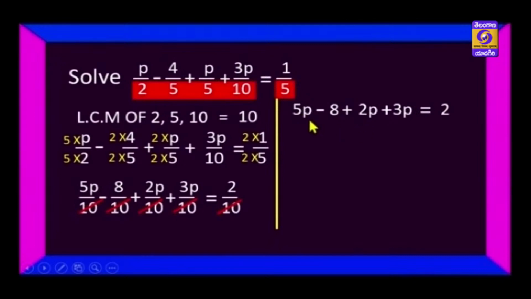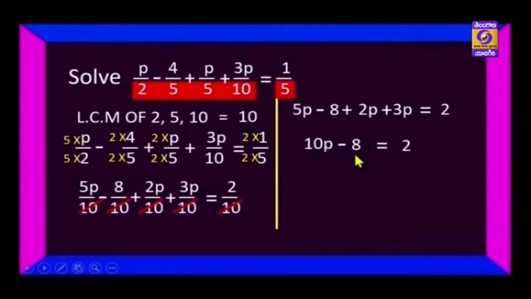What are the like terms you observe in this step? 5p, 2p, 3p. These three are the like terms. You can combine the like terms. 5p plus 2p plus 3p becomes 10p, and minus 8 equal to 2.